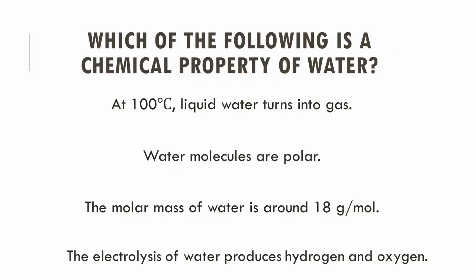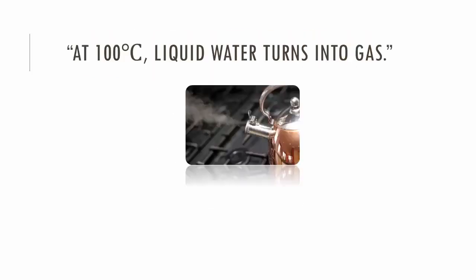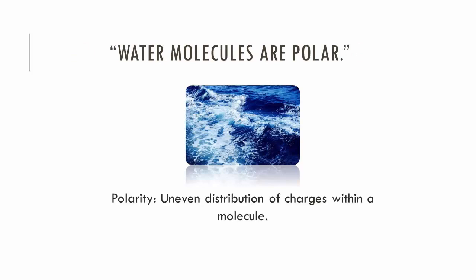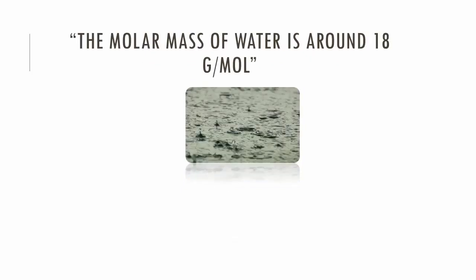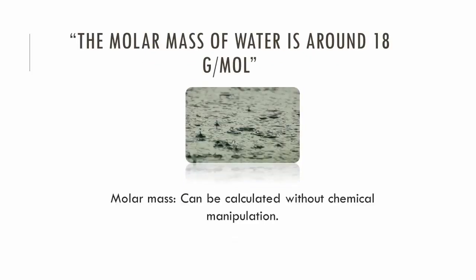Again, let's analyze each statement. The first says that at 100 degrees Celsius, liquid water turns into a gas. This is a physical property because it's only a state change. The polarity of a molecule is a physical property as well. Polarity is defined as an uneven spread of charges within a molecule, which doesn't involve the modification or formation of a substance. Molar mass is a physical property because we can simply calculate it without manipulating the substance chemically.